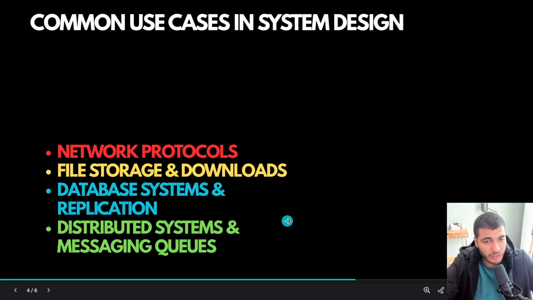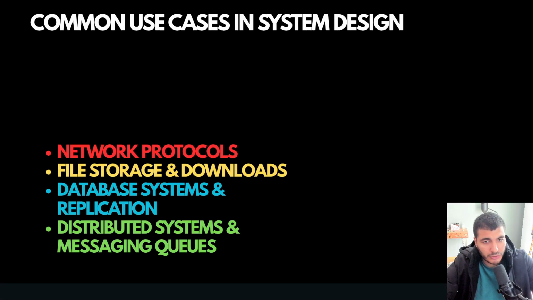Also, you will use them in file storage and downloads. Like when you download a large software binary, the provider often gives you an MD5 or SHA checksum. You can compute the checksum of your downloaded file and compare it to ensure the file wasn't corrupted during the download. File systems as well use checksums to detect silent data corruption on disk. Cloud storage services heavily rely on checksums to ensure data integrity across their vast storage infrastructure.